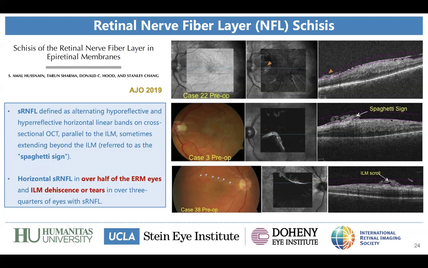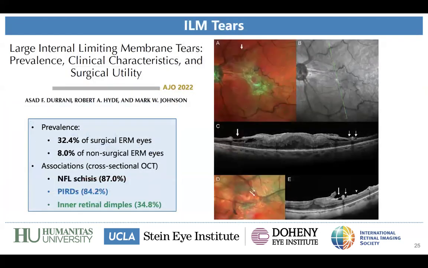This is relatively frequent in the context of epiretinal membrane, and this is usually associated with ILM dehiscence or tears. ILM tears were described recently in this American Journal of Ophthalmology paper by Mark Johnson and colleagues, who used a multimodal imaging protocol, including essentially cross-sectional OCT, multicolor, and infrared. The authors found a prevalence of ILM tears ranging from 8 to 30% based on surgical and non-surgical indication, and they identified several associated biomarkers, including nerve fiber layer schisis, paravascular inner retinal defects, and inner retinal dimples.